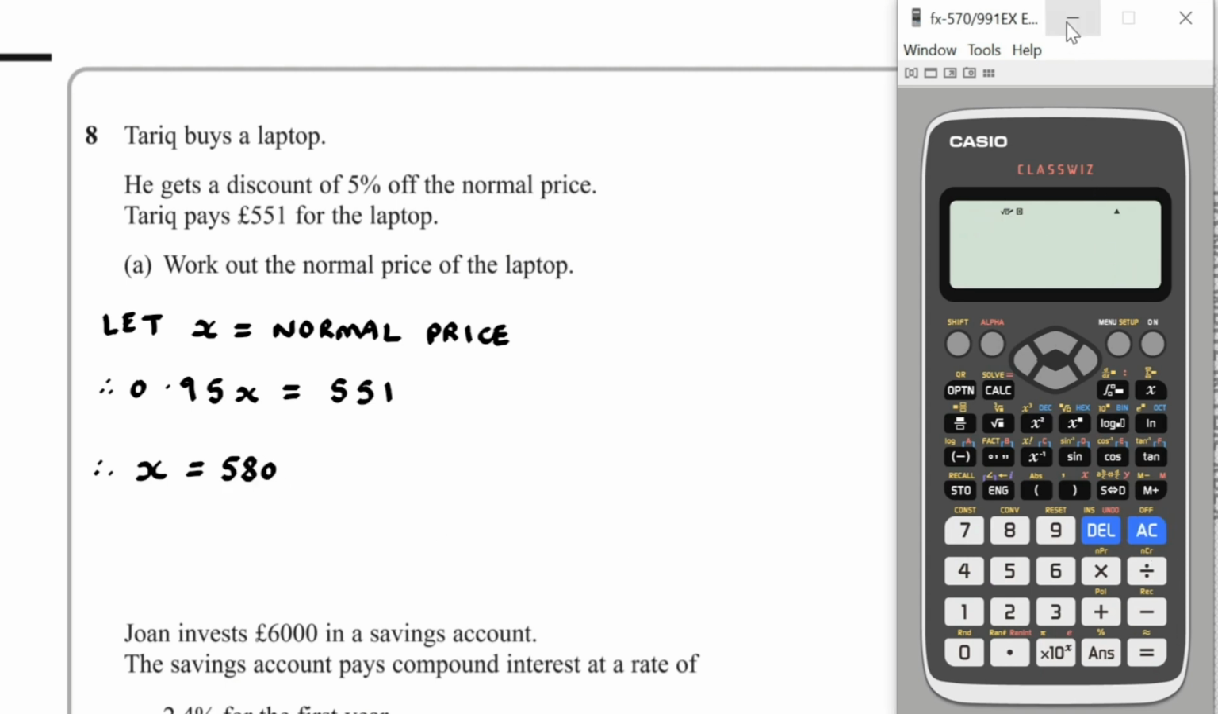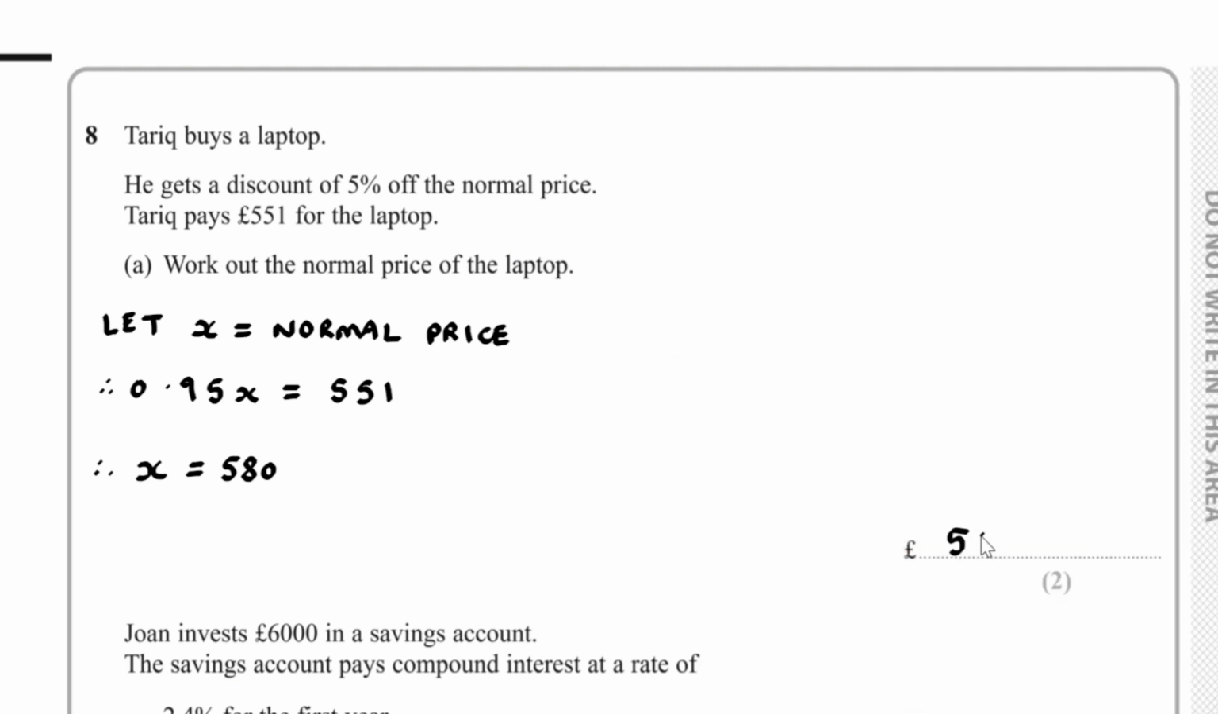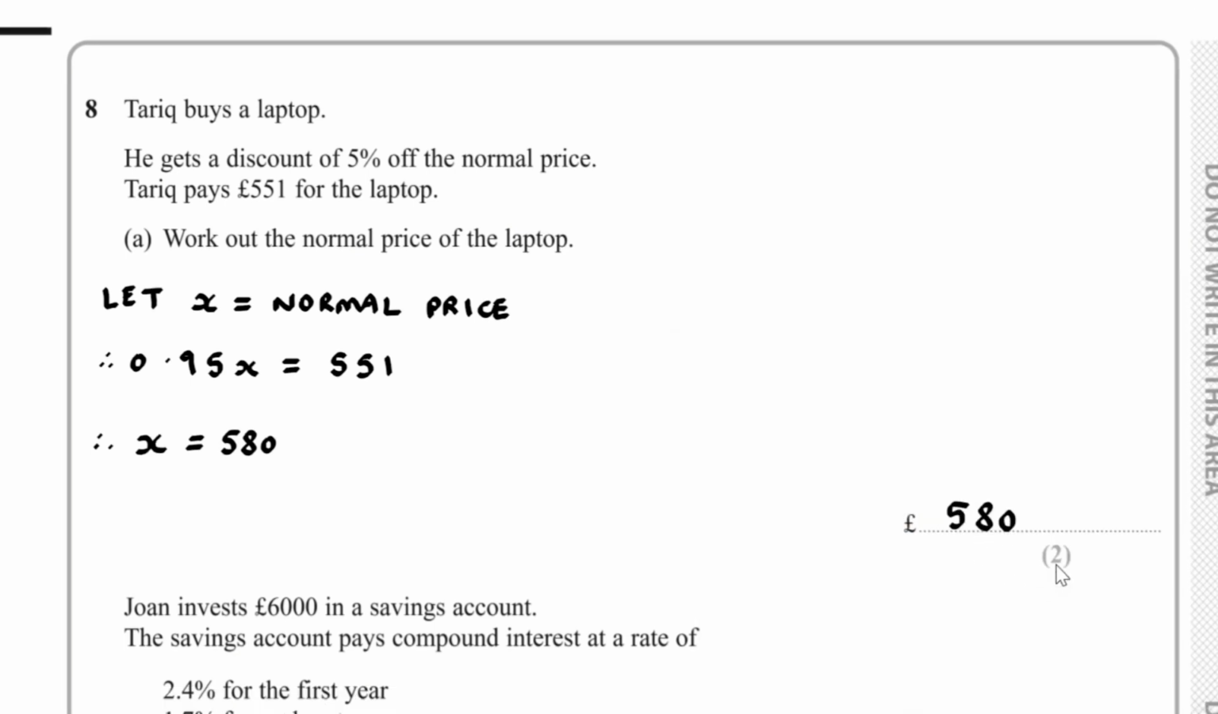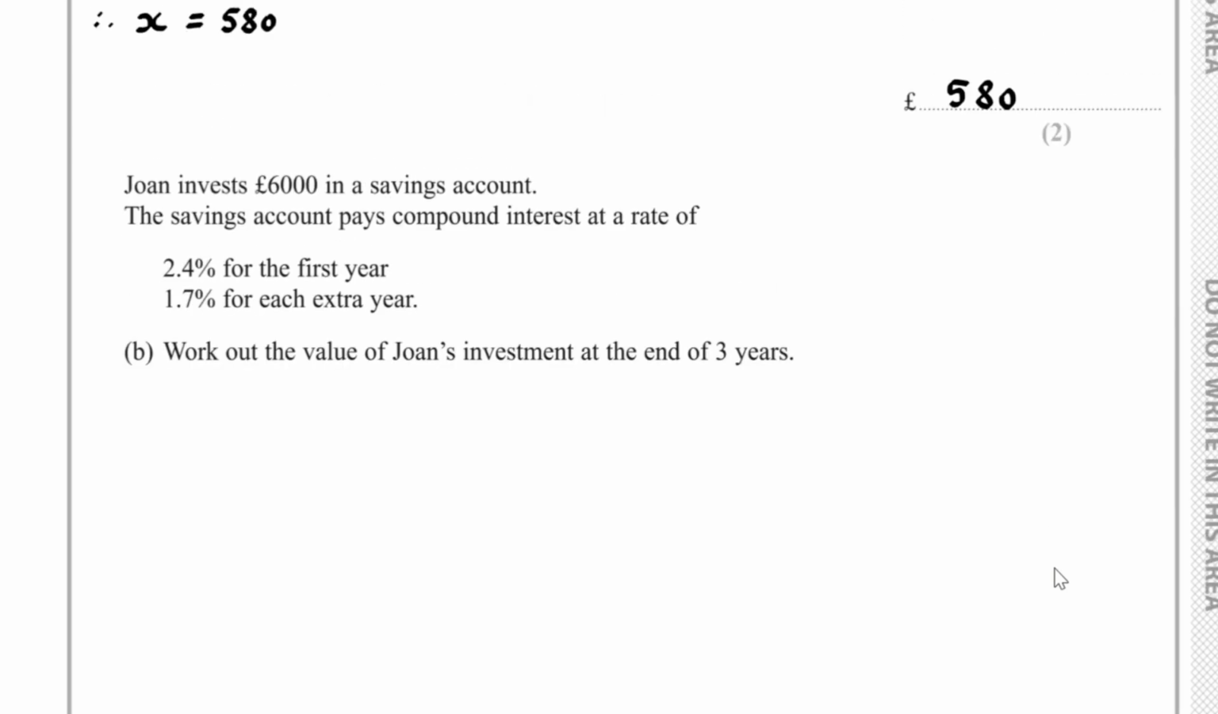So the normal price of the laptop is £580. Next, Joanne invests £6,000 in a savings account. The savings account pays compound interest at a rate of 2.4% for the first year and 1.7% for each extra year. For part B, we have to work out the value of Joanne's investment at the end of 3 years.